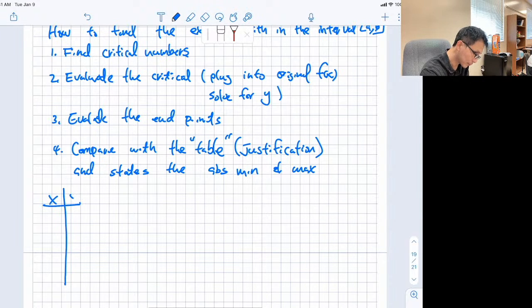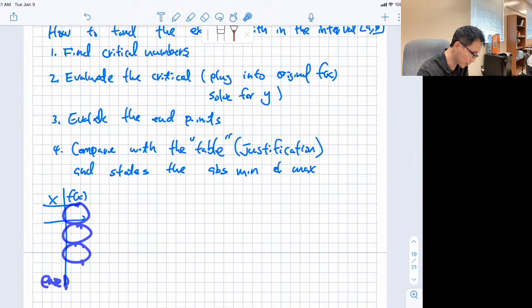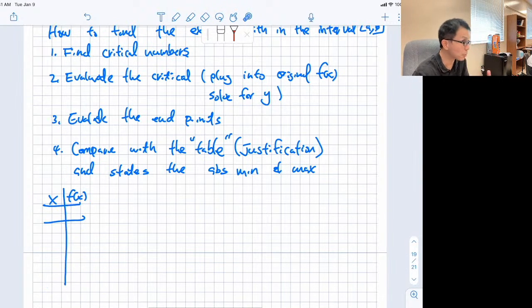f of x, sorry. Usually you have endpoints. So in this case, some type of endpoints, maybe 1 to maybe 5. You plug them into the original function, get those values, and compare which one's highest and which one's lowest. That's the best way, depending on how many critical values you have to do.